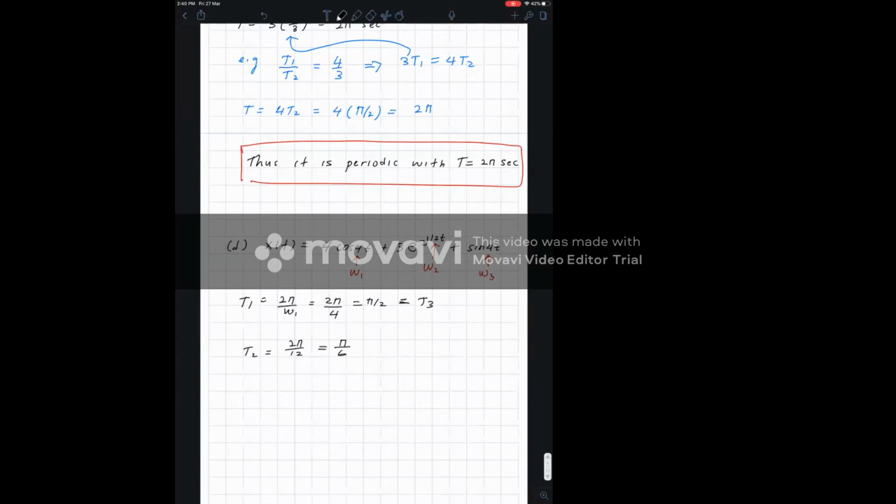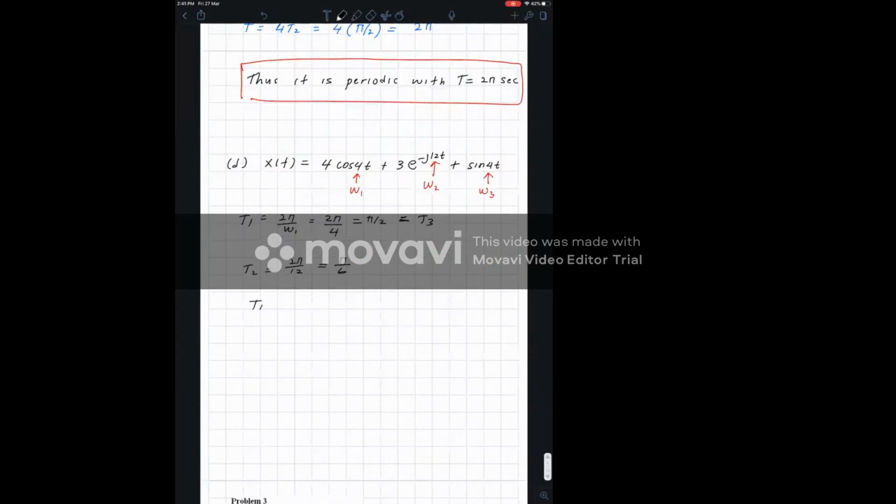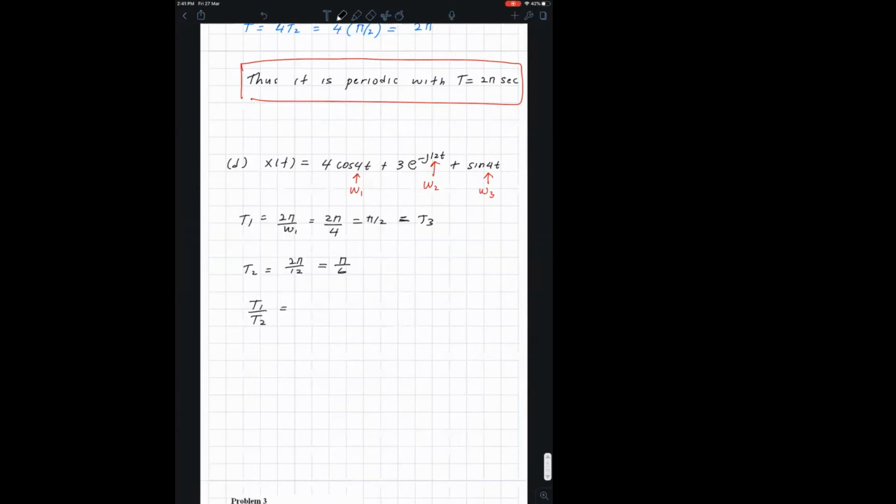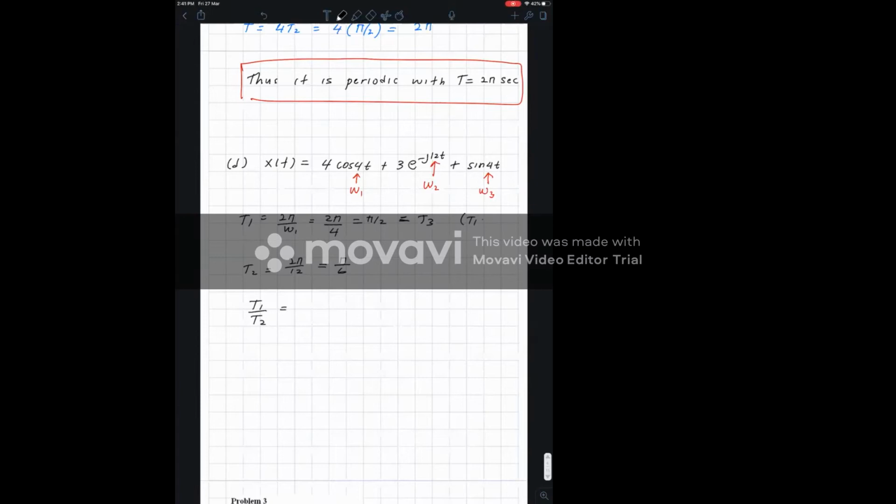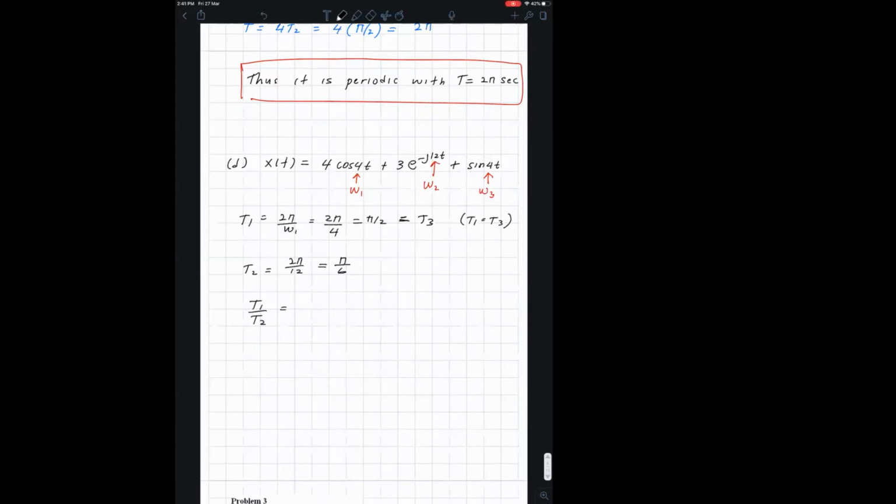As usual, we take the ratio of these two, T1 over T2. Note T1 is the same as T3, so we just consider one of them. T1 is pi over 2, and then T2 is pi over 6.